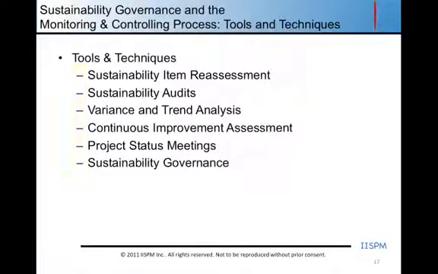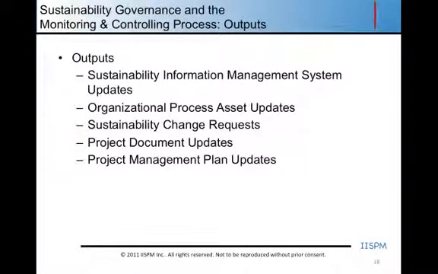The outputs of the sustainability governance and the monitoring and controlling processes are updates to the Sustainability Information Management System, the SIMS. We look at updates to the organizational process assets. So we look at the processes that we're using within governance, and we say, as part of the outputs of the process of controlling the project, we may change how we actually do things moving forward.